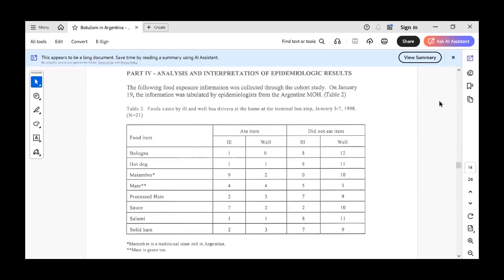Which is 16.7, so 17%. So your relative risk is 4.67, 4.7. Okay. So if you look at it, 78% versus 17% looks like a big difference, just like the matambre. In this case, the p-value was 0.009. So interpret that result for me. Anybody?